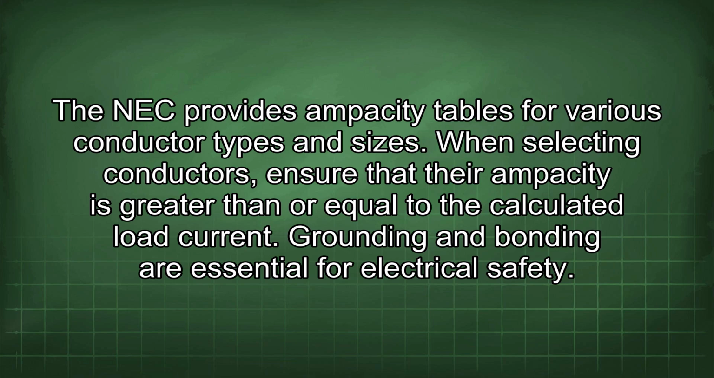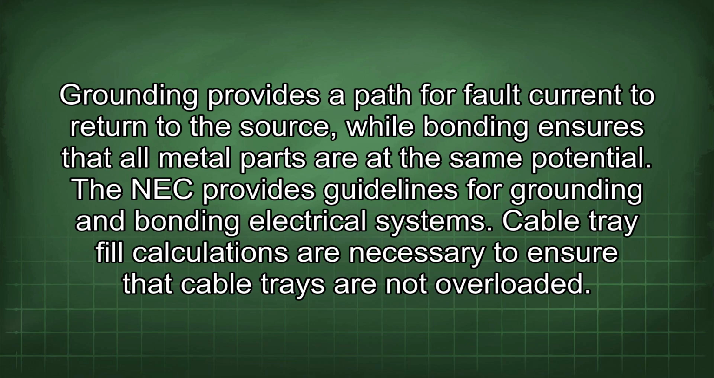Grounding and bonding are essential for electrical safety. Grounding provides a path for fault current to return to the source, while bonding ensures that all metal parts are at the same potential. The NEC provides guidelines for grounding and bonding electrical systems.